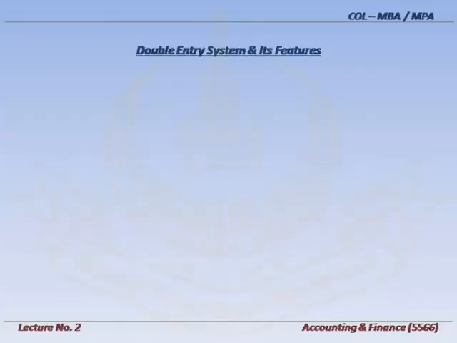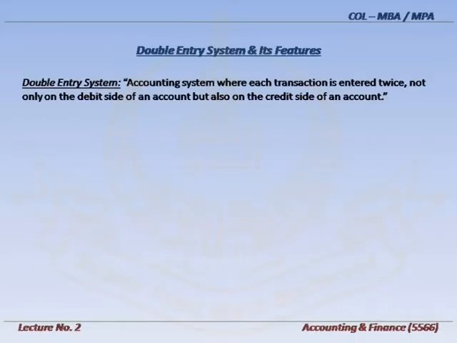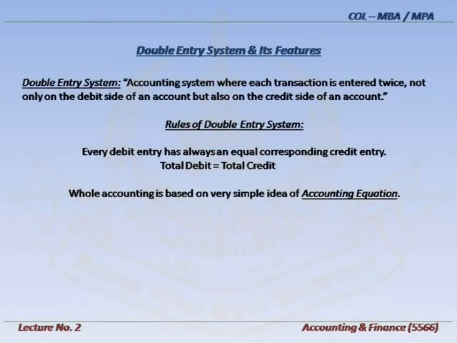To complete the understanding of the second function of accounting, summarizing, now we learn the double entry system and its features. Double entry system is an accounting system where each transaction is entered twice, not only on the debit side of an account, but also on the credit side of an account. It means that as a result of a single transaction, two accounts will be affected. One account shall be debited while another account shall be credited. The complete double entry system is based on a simple idea that the total amount debited as a result of a transaction shall always be equal to the amount credited as a result of the same transaction. So you can say that every debit entry has always an equal and corresponding credit entry.